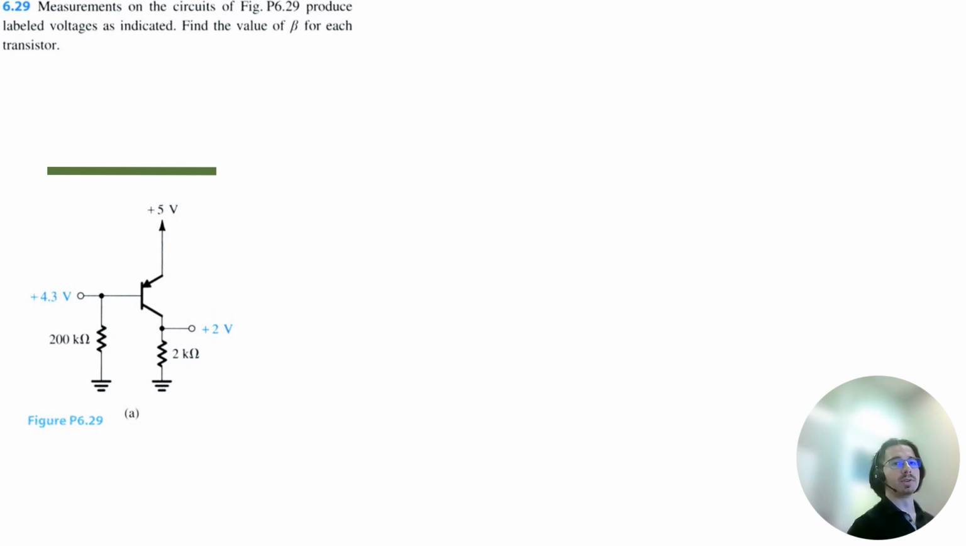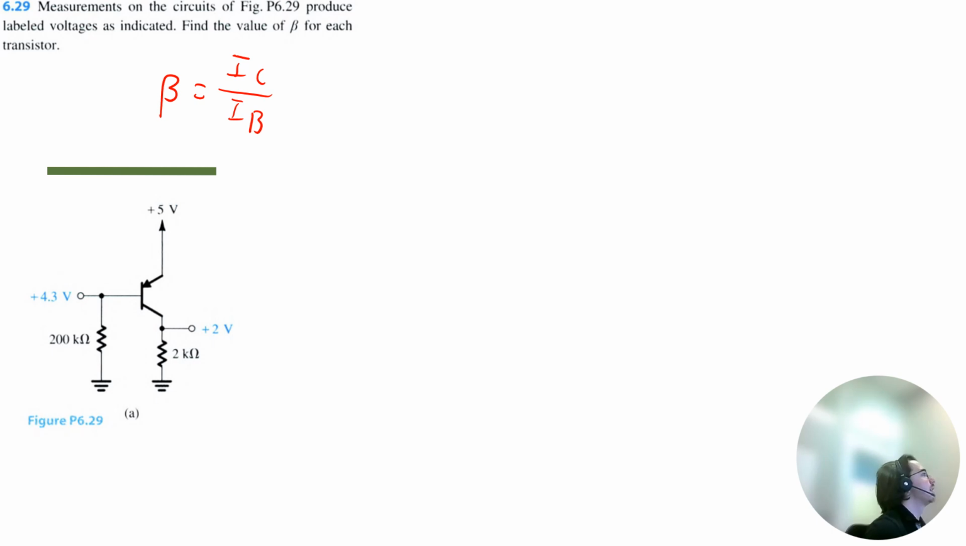Let's solve problem 6.29 for Microelectronic Circuits 8th edition by Sedra and Smith. There are three circuits with different measurements made on them, and we need to find the value of beta for each transistor. So how can we do that? For this problem, we're going to be leveraging the equation beta equals collector current divided by base current.